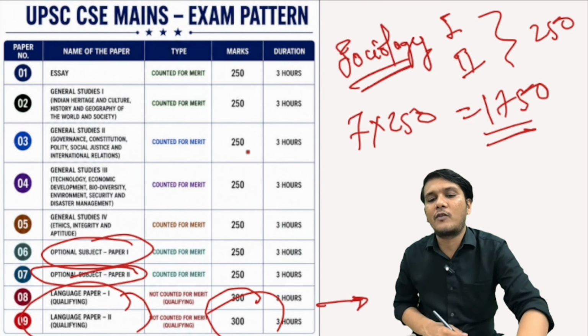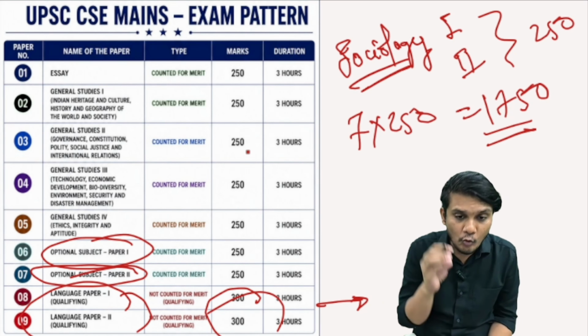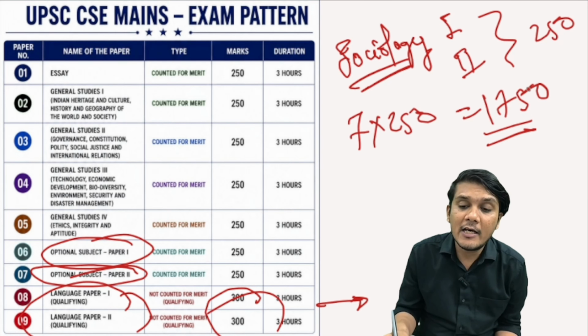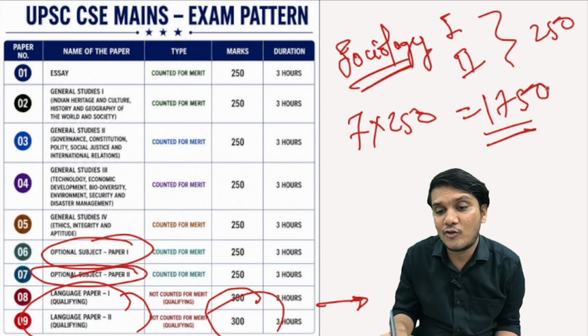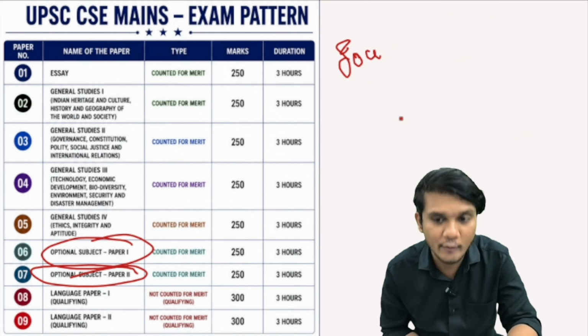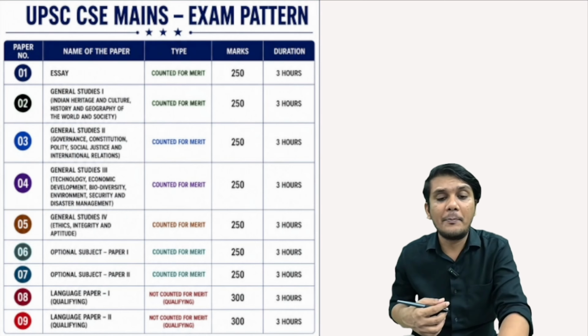All the papers are of 3 hours. But if you qualify, only then your other papers will be checked, and whether you are selected for the personality test or not will be decided based on these 1750 marks. I hope that's clear. Now let's come to the personality test.